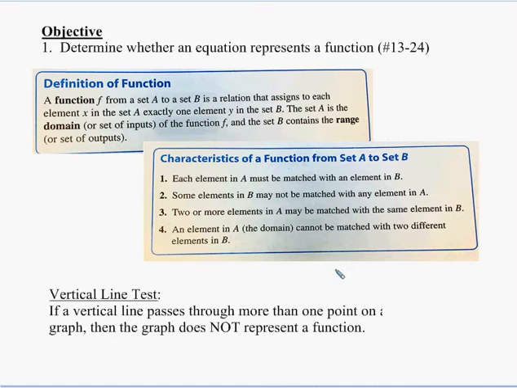But basically the most important thing about functions is this one right here. An element in the domain cannot be matched with two different elements in the range. This is the vertical line test on a graph. If a vertical line passes through more than one point on a graph, then the graph does not represent a function. So it's only a function if each element in the domain has its own range value.